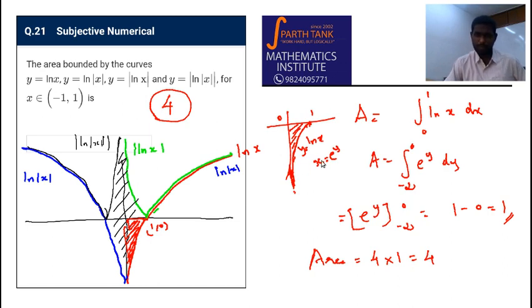To evaluate that area, I have converted to e power y. What happens otherwise here? Because the integral is going to be x ln x minus x, integration by parts. When I put 1, there is no problem, but when I put 0, this is going to be 0 into log 0, which is 0 into minus infinity, is a mess. You have to find the limit and all that there. So, very simple if you do it with e power y.